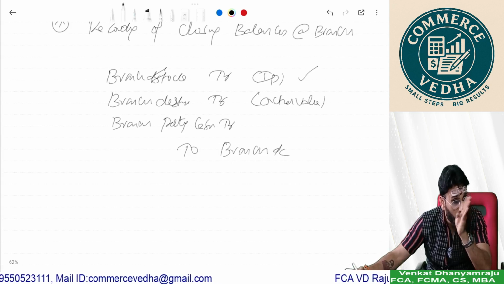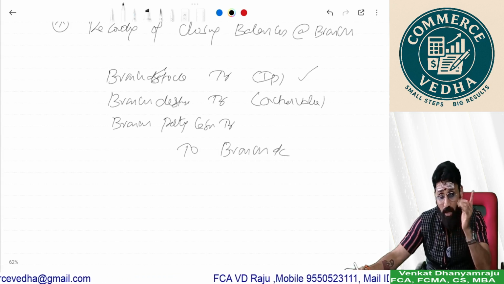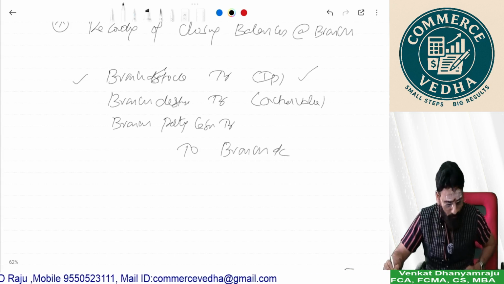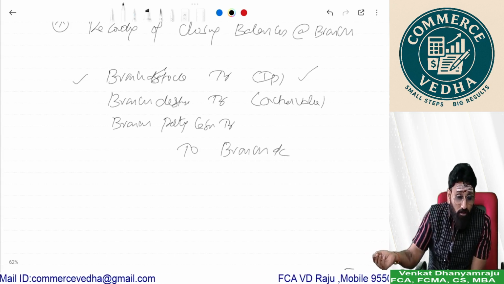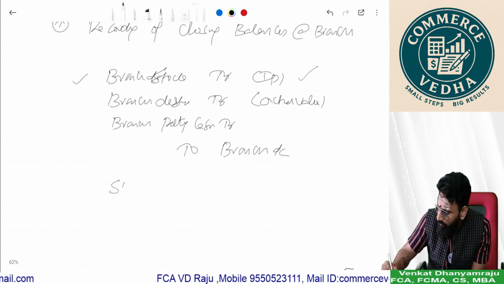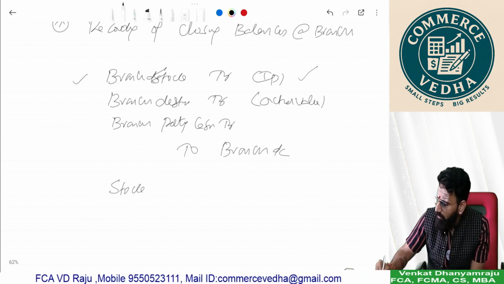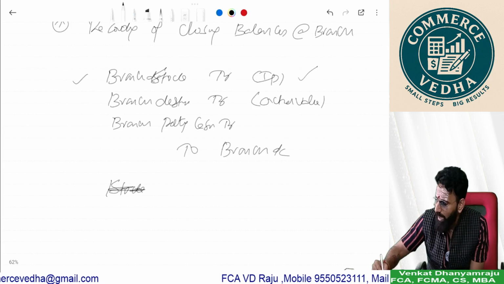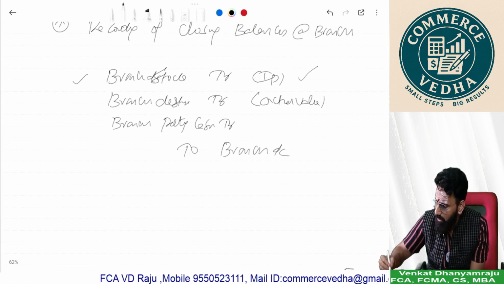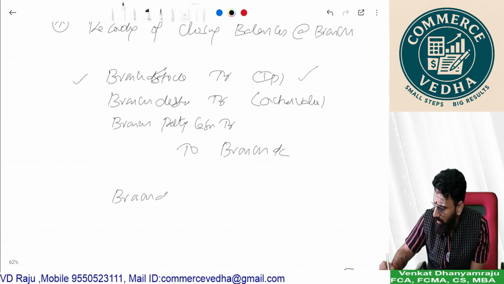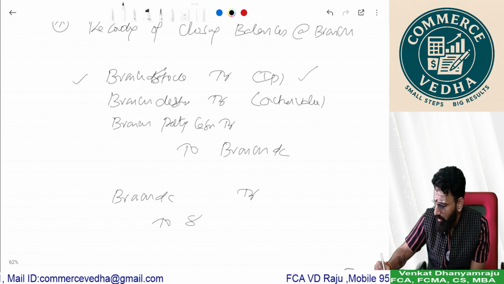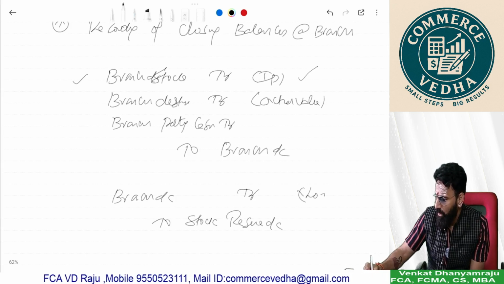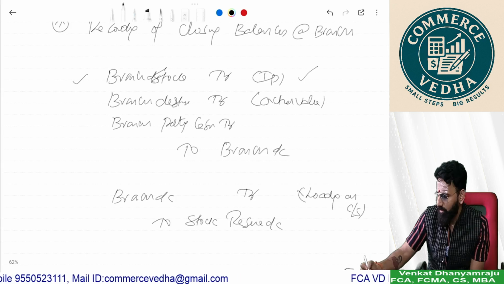Similarly, opening stock: we reverse the stock reserve, right? Similarly, as opening stock is on the debit side, stock reserve we reverse on the credit side. Now the closing stock is on the credit side, so we should reverse the stock reserve on the debit side. So it is stock reserve, branch account debit to stock reserve account. This is loading on closing stock.